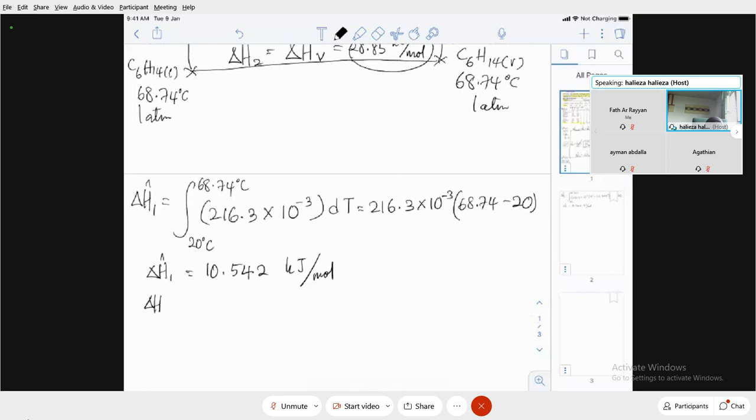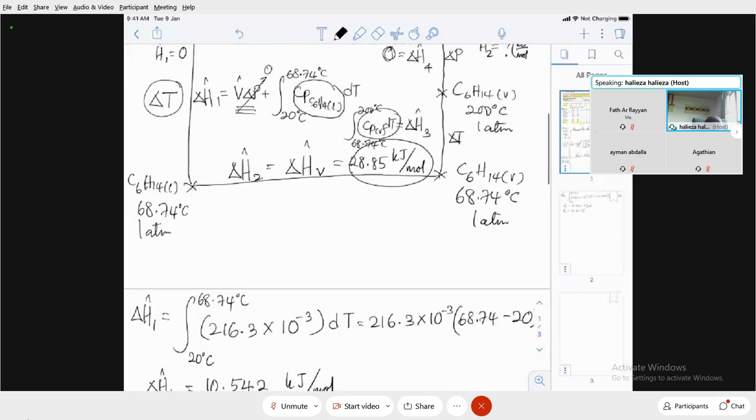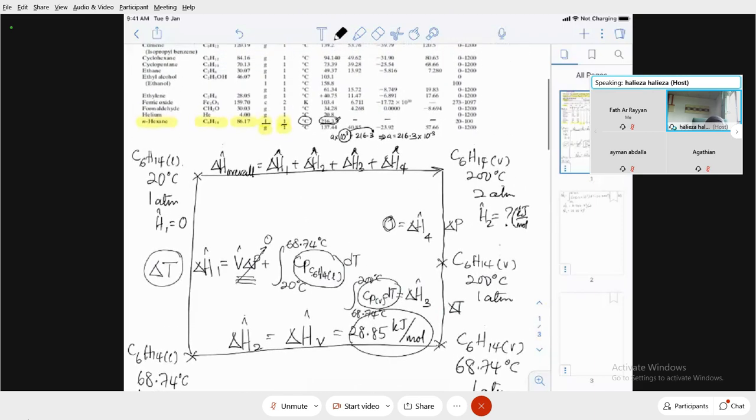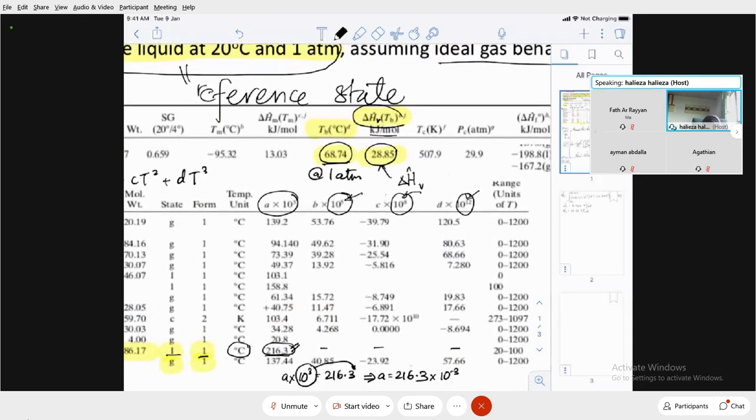Our change in the second step is equal to 28. That is the change in phase, whereby you vaporize the liquid to vapor. That value, which I mentioned just now, is given in Appendix B1. That is the value of the change in enthalpy for vaporization.